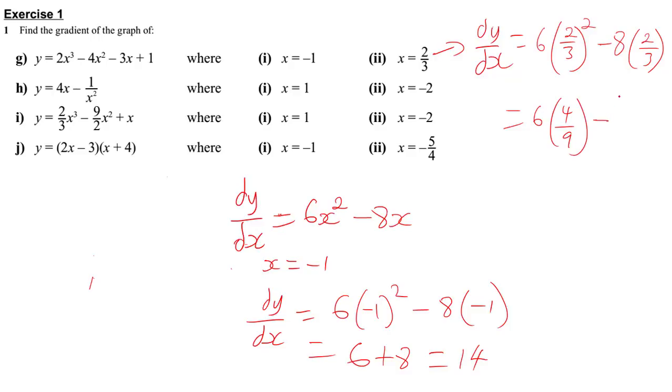Then subtracting. Now, this 8 here is a whole number times a fraction. Remember, you times the top numbers. So you do 8 times 2, all divided by 3. Okay. Now, once you've done that, then you can open the bracket to this.